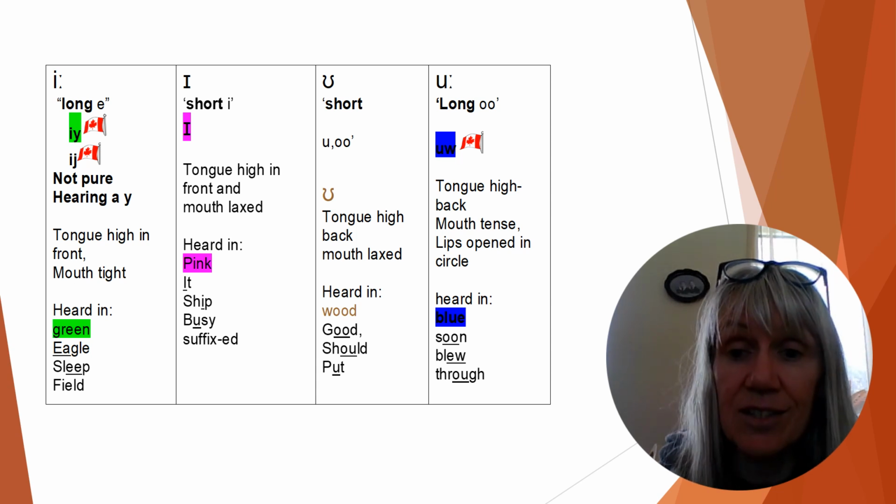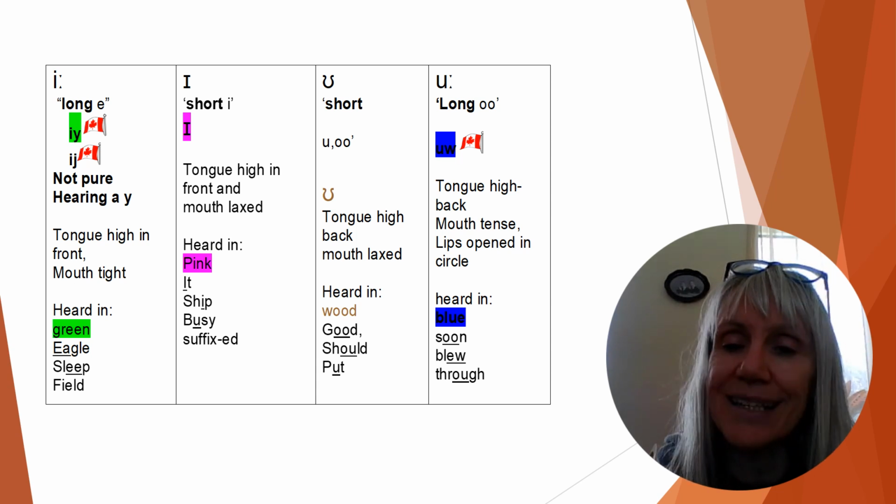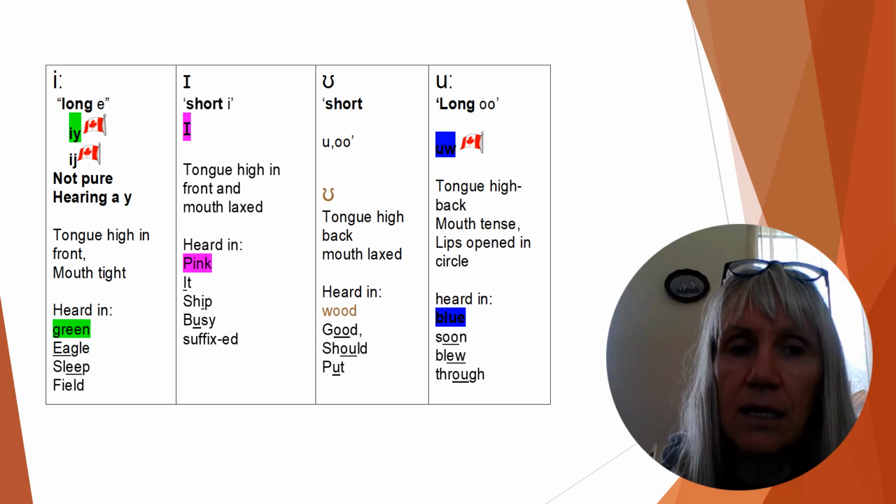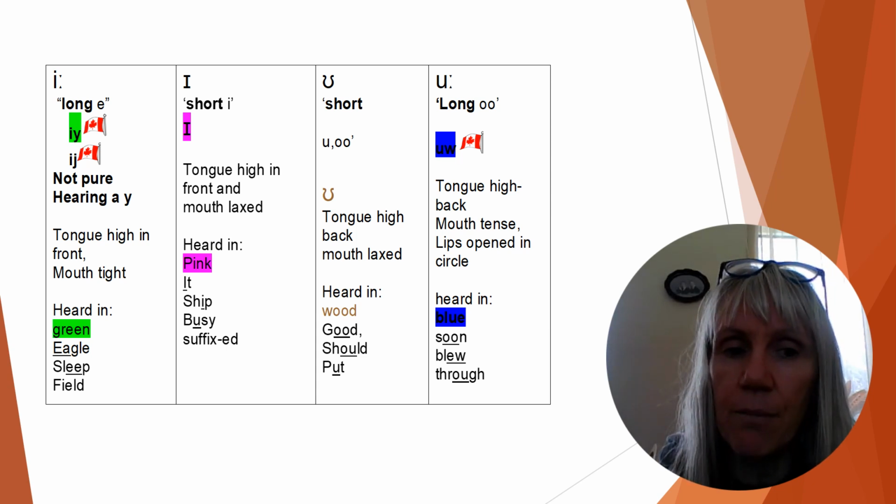The next monophthong we see looks like a capital I and makes the sound of a short I in many words, an I sound, I. The tongue is high in front and the mouth is laxed. We hear this monophthong in pink, ship, busy, and the suffix ed.